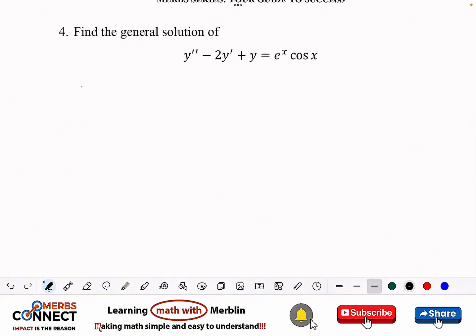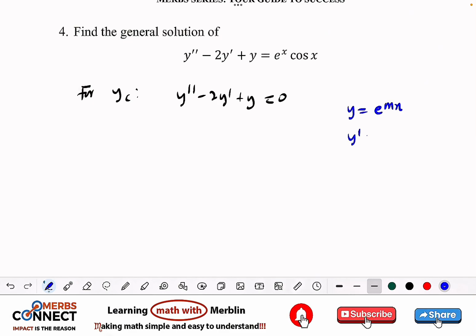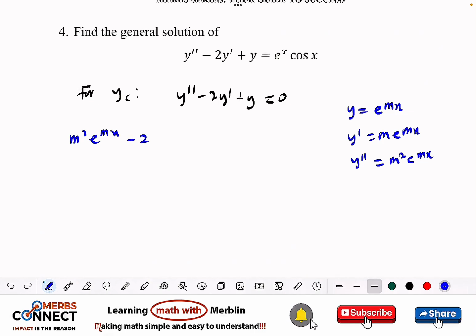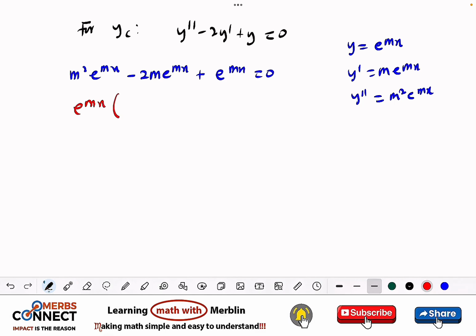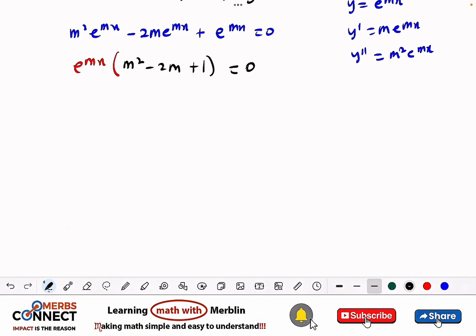So for the complementary solution, y prime prime minus 2y prime plus y is equal to 0. Let's pick y to be equal to e to the power mx, y prime is m e to the power mx, y prime prime is going to be m squared e to the power mx. Do the substitution: m squared e to the power mx minus 2m e to the power mx plus e to the power mx is equal to 0. Factor e to the power mx out, and what will be left? It will be left with m squared minus 2m plus 1 is equal to 0.